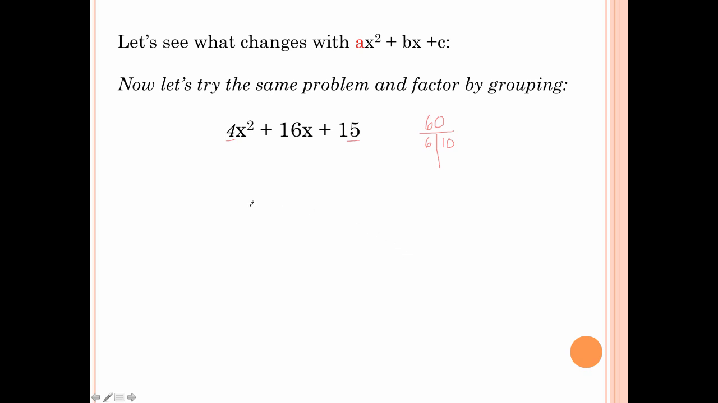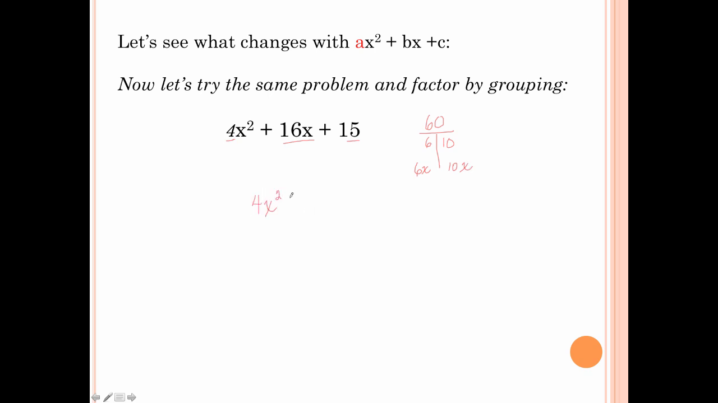So this time I'm going to be setting this up where I'm splitting this 16x into a 6x and a 10x. And I'm going to match the ones that match my a and my c factors. So my 4 and my 6 have a 2 in common, and my 10 and my 15 have a 5 in common. So I'm going to write this out like this.